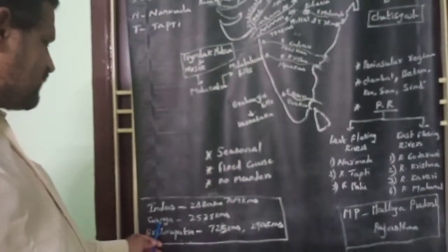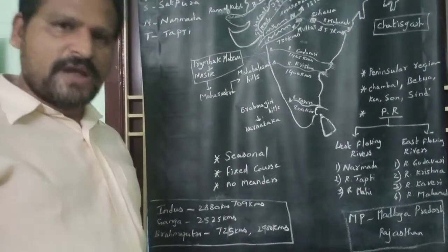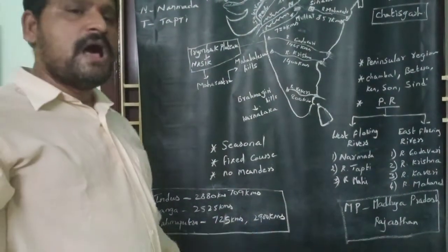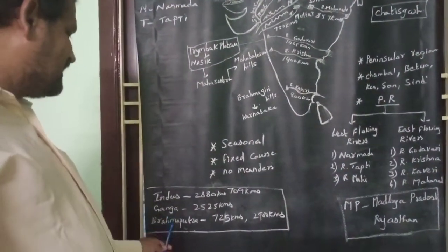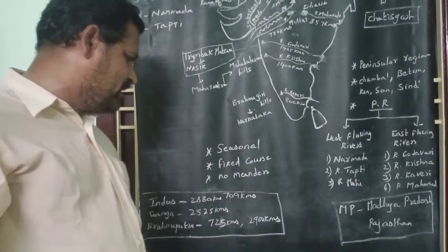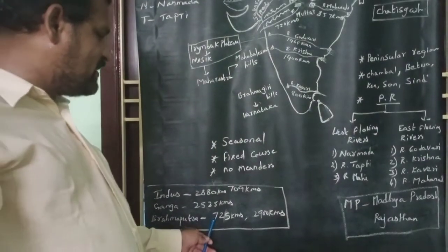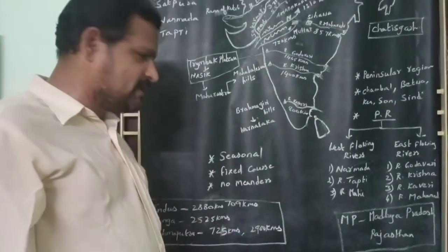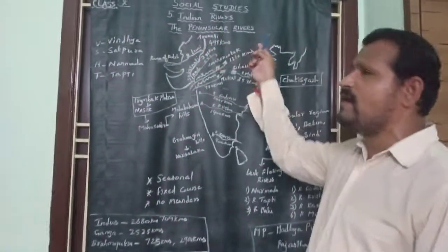The total length of the Ganga river is approximately 2,525 kilometers. The total length of the Brahmaputra river is approximately 2,900 kilometers. The total length of the Brahmaputra river in India is 725 kilometers. Children, so far we discussed the peninsular river system.